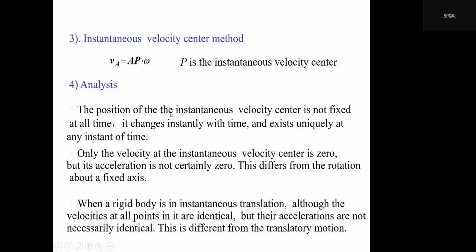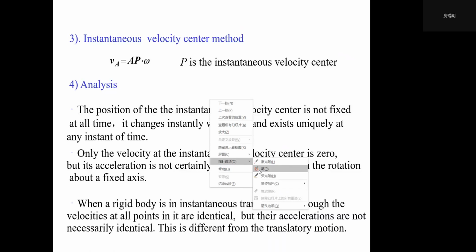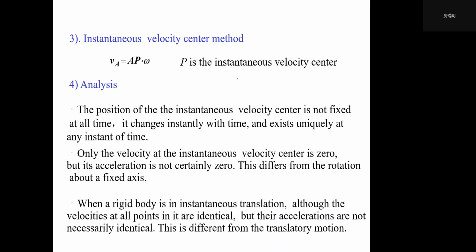The position of the instantaneous velocity center. It's very complicated to read this. Maybe we can just use, like we use MP to denote moving point and MCS to denote moving coordinate system, IVC to mean instantaneous velocity center, right? It's very easy to read again and again. So the position of the IVC is not fixed at all times. It changes instantly with time.